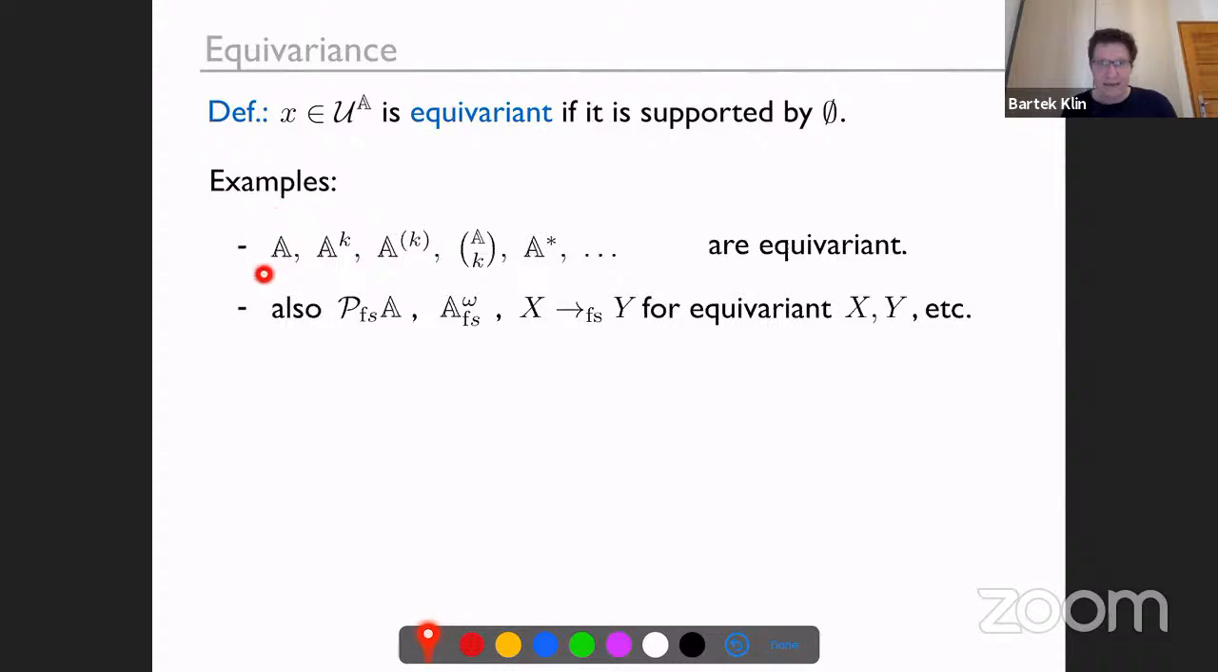So, for example, these sets are all equivariant. This is the set of atoms itself, the set of k tuples of atoms for some number k, the set of k tuples of pairwise distinct atoms, which I denote like this, the set of sets of atoms of size k, which is a bit more symmetric version of this one, the set of words over atoms, and so on. These are all equivariant. The set of finitely supported subsets of atoms, the set of finitely supported infinite sequences of atoms, the set of finitely supported functions from x to y for some equivariant sets y. These are all equivariant sets. So there's plenty of examples here to go on.